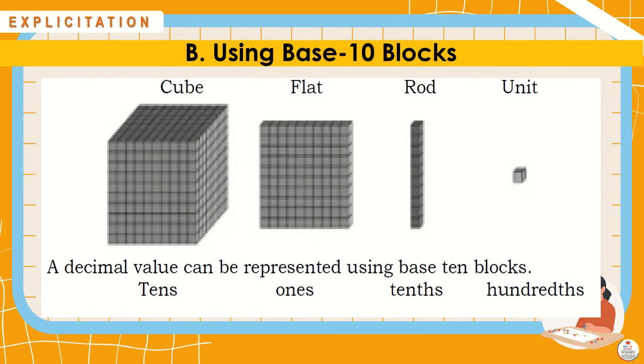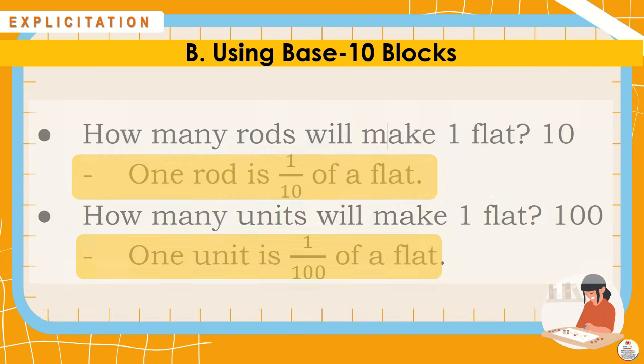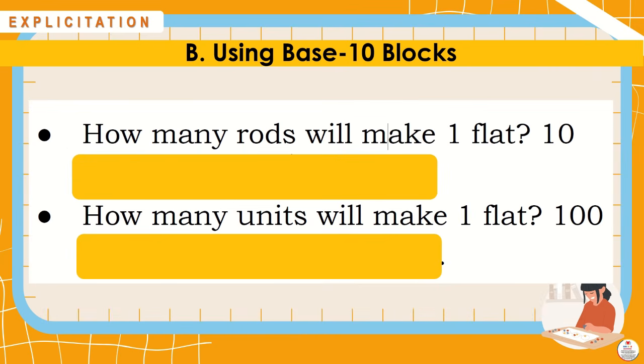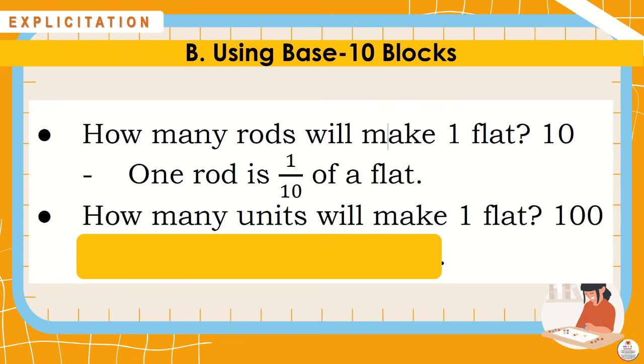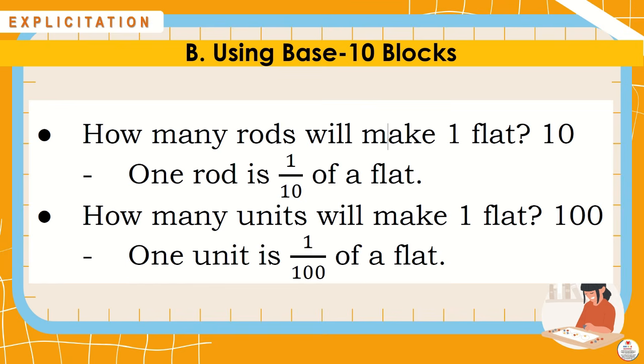A decimal value can be represented using base 10 blocks. For cube, tens, flat, ones, rod, tenths, and for the unit, hundredths. How many rods will make one flat? Very good. One rod is 1/10 of a flat. How many units will make one flat? You're right. One unit is 1/100th of a flat.